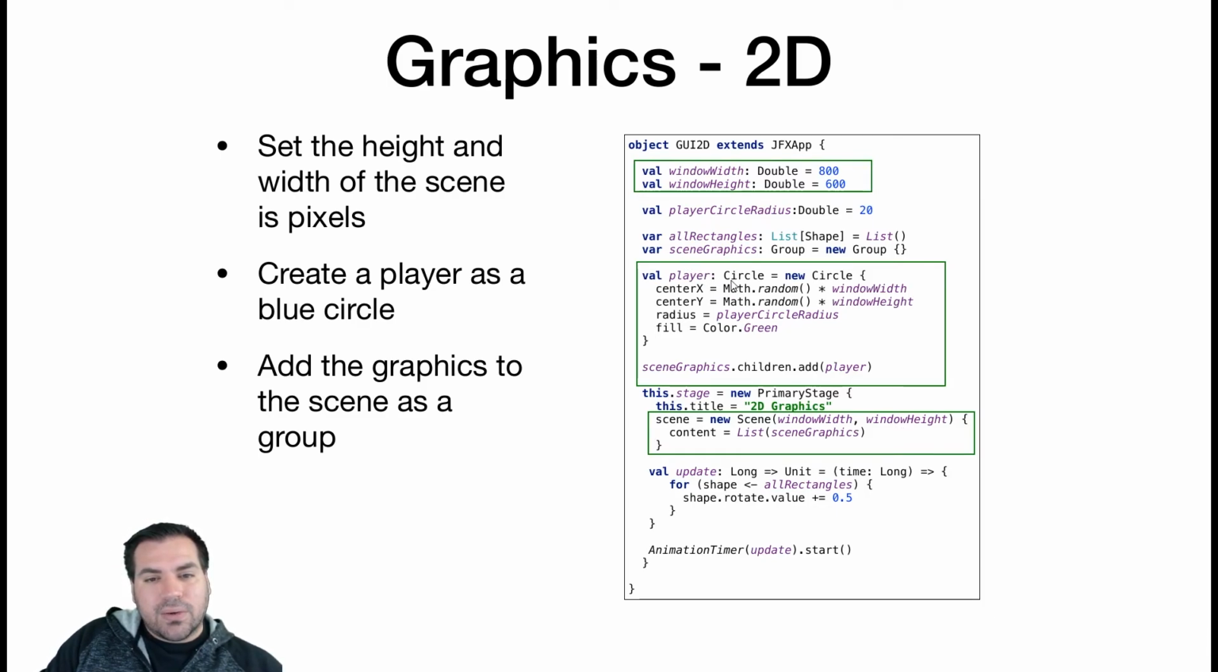Also, I'm going to create a new circle for the player, but at a random location on the screen. So when I fire up this GUI, my player starts in just some random location. I get a random value from 0 to 1, scale it by the width, and then another random value from 0 to 1, scale it by the height, and make a green circle.